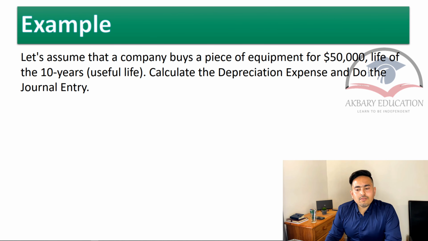In continuation, there is an example. Let's assume that a company buys a piece of equipment for $50,000. The life of the asset, or useful life, is 10 years. Calculate the depreciation and record the journal entry.